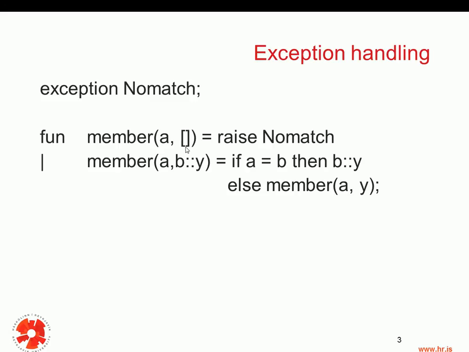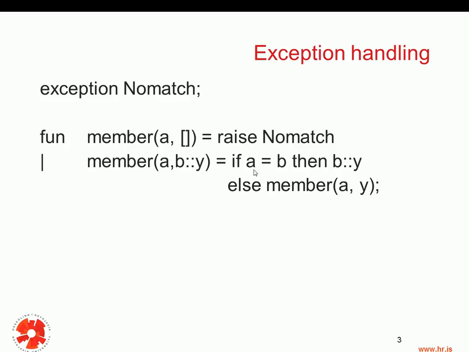So if we have an empty list, we just raise an exception here, and we actually raise the exception called no match. That's the one that we defined or declared here at the beginning. Now, if the list that comes in is not empty, then we can split it up into head and tail. So you can use this pattern B double colon Y, meaning B is the head and Y is the tail. And if the element that we're looking for, which is A, is equal to the head of the list, which is B, then we just return the second element, which is the list itself. So basically we are then returning the portion of the list starting from the first occurrence of the element found.